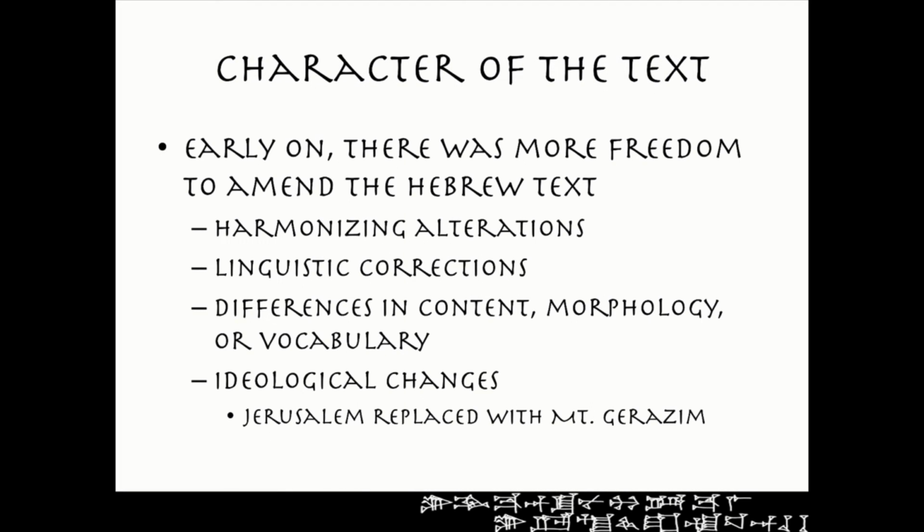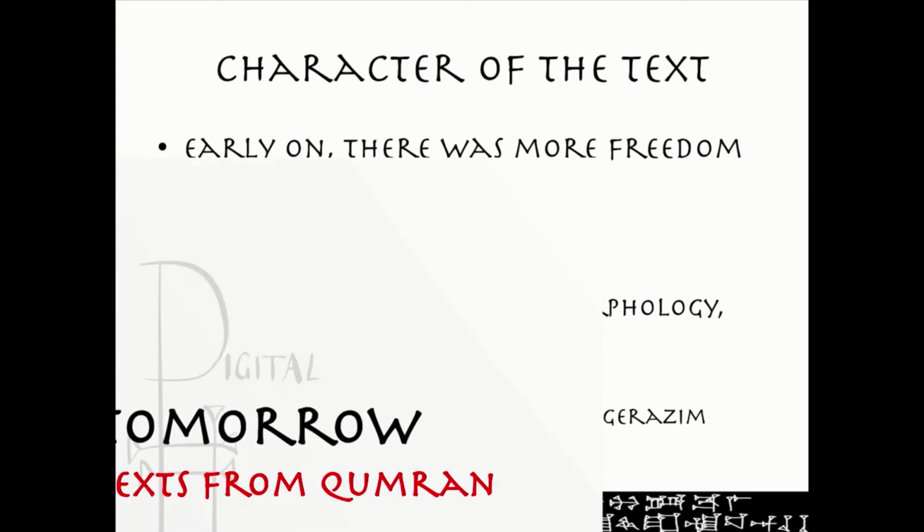Now, what is the general character of the text? Well, early on there was much more freedom on the part of the scribes to amend the Hebrew text. So there was harmonizing and linguistic correction. They would change the content, the morphology, the vocabulary. They didn't change it substantially, but they did feel much more free than they did later to change the text. And they made ideological changes. So, for example, Jerusalem is often replaced with Mount Gerizim, which makes sense for the Samaritans.